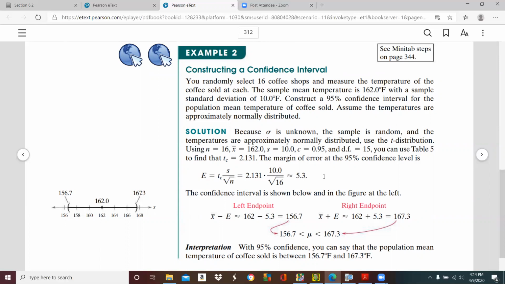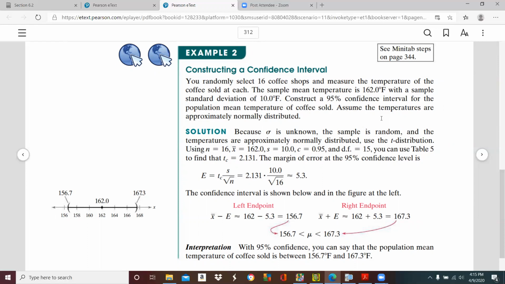All right, anyway. So let's look at this problem here. You randomly select 16 coffee shops and measure the temperature of the coffee sold at each of the coffee shops. I think we might have done this last time, but I'll go over it again. The sample mean temperature is 162 degrees Fahrenheit with a sample standard deviation of 10 degrees Fahrenheit. Notice that they say the standard deviation is from a sample. They don't mention anything about a population standard deviation. Construct a 95% confidence interval that estimates the population mean temperature.